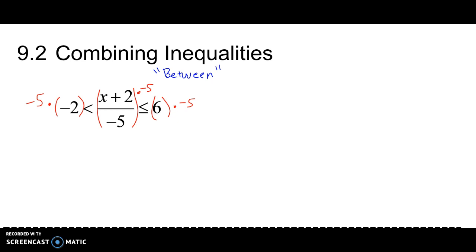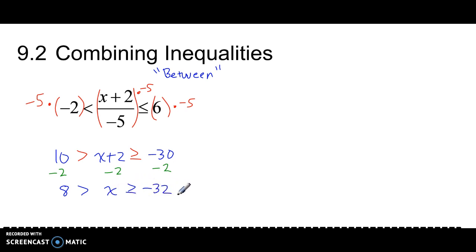So we multiply through by negative 5, and that gives us 10 and x plus 2 and negative 30. But don't forget, since we multiplied by a negative, that means the inequality symbols have to change direction, and that's true for both of them. So it's greater than or equal to now. The next thing that you would probably want to do is subtract 2 to get x by itself. Make sure you subtract 2 on both sides. Oh, wait a sec. Both? There are three sides. Subtract 2 on all three sides. So now you've got 8 greater than x greater than or equal to negative 32.